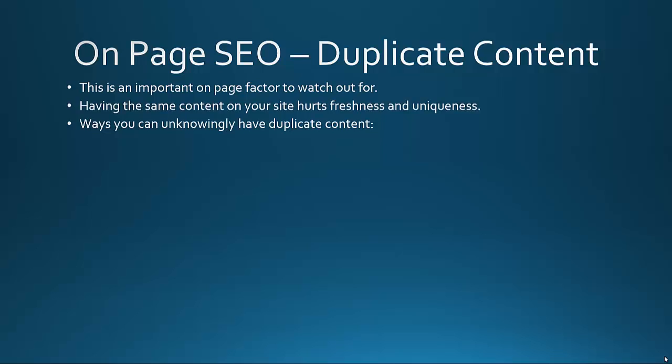Ways you can unknowingly have duplicate content include some of these factors. Company mission statement or quotes at the bottom of every page. Believe it or not, a lot of companies will end up doing this. They will have a company mission statement, or a quote about their company, which shows up at the bottom of every single page.